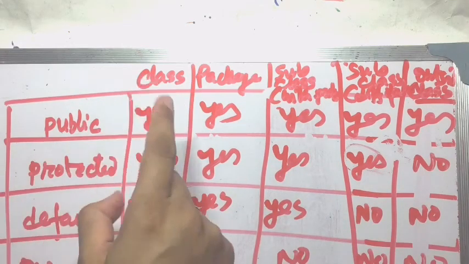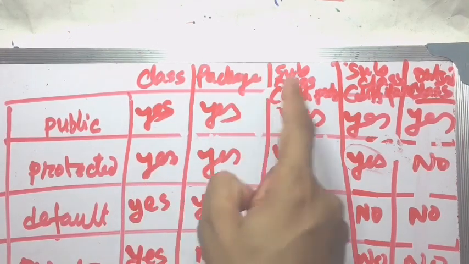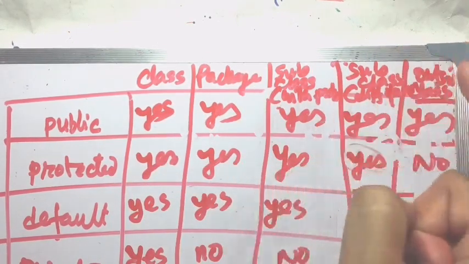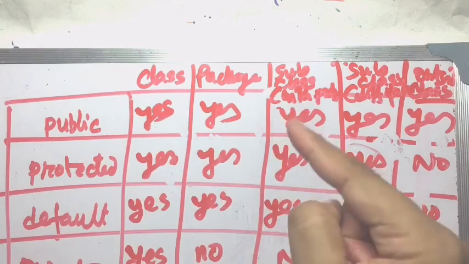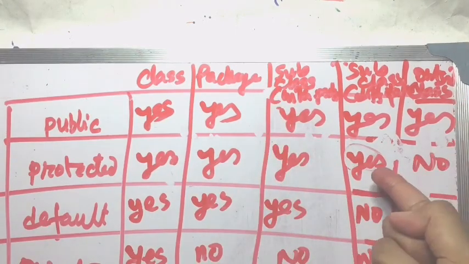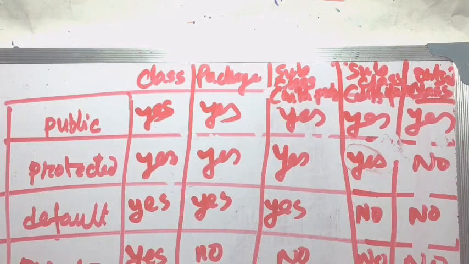In case of public, all are yes. Within a class, yes. Within package, yes. Within same package subclass, yes. Within different package subclass, yes. Outside the class, yes. Protected: within the class, yes. Within package, yes. Within same package, yes. Within different package, yes. But outside the class, no. Default: within the class, yes. Within the package, yes. Subclass within the package, yes. There is no.